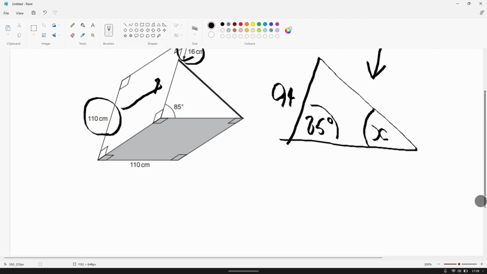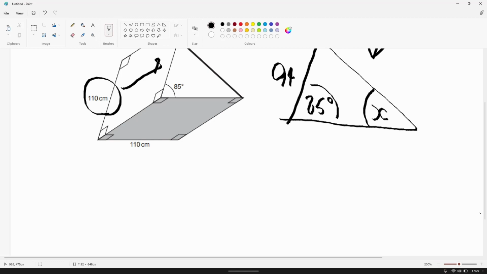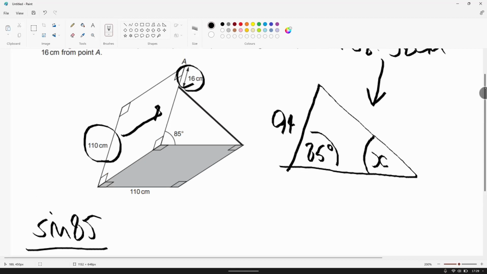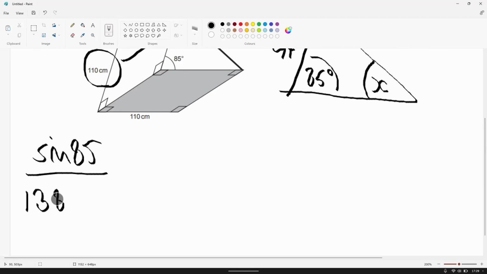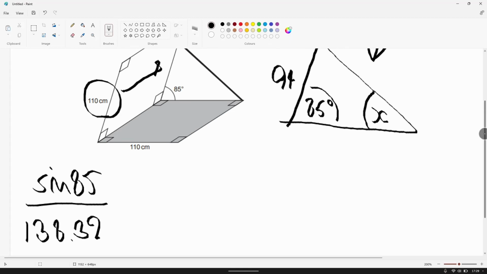Then all we've got to do is say that, because we're working out an angle, we've got to put the first angle we've got on top. So it's sine 85 over the number it's associated with, which is 138.32. And then always times it by the length associated with what you're trying to work out. So we've got to times it by 94. And then we can just put that in our calculator. So it's literally just what I've written there: sine 85 over 138.32 times 94.